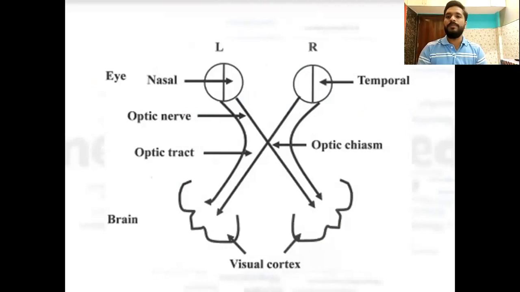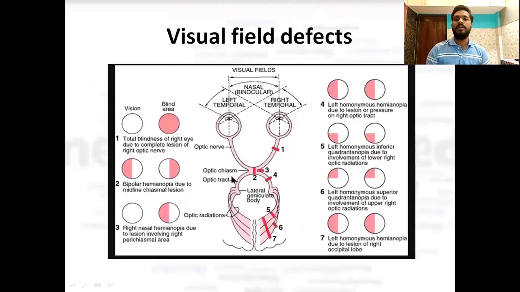Now this is the visual pathway. Usually the optic nerve has two components, the nasal and the temporal part. It meets at this junction. This is known as the optic chiasma, and further it goes to the visual cortex via the optic tract. Now let's discuss the visual field defects. Okay, so first, if there is a lesion in the optic nerve, say the right optic nerve is injured, then total blindness of the right eye will happen due to the complete lesion of the right optic nerve.